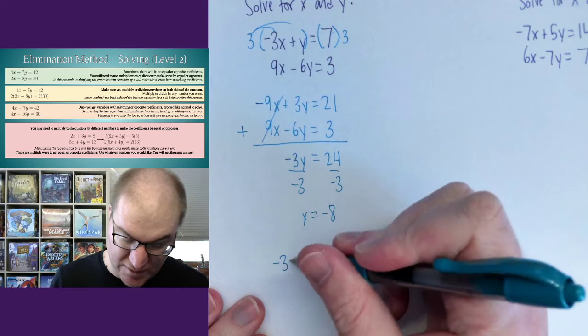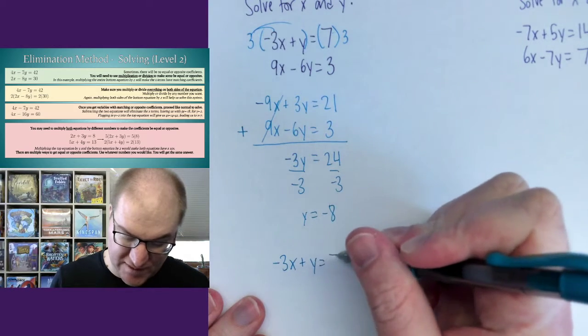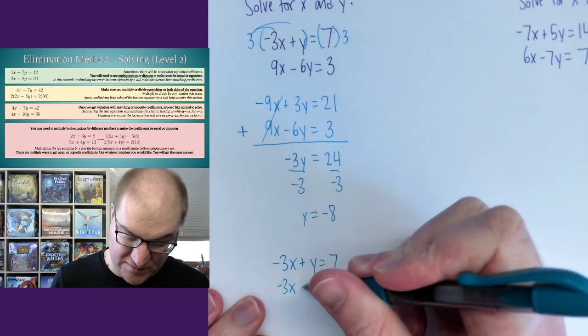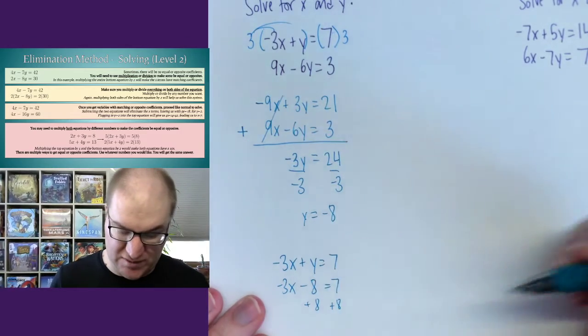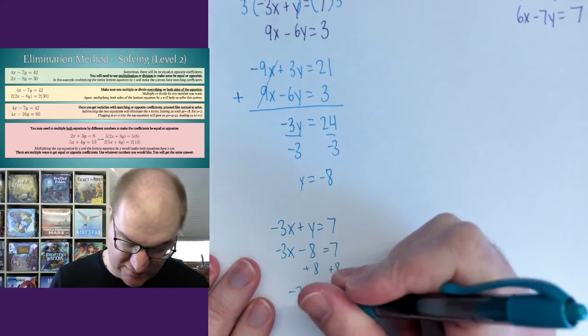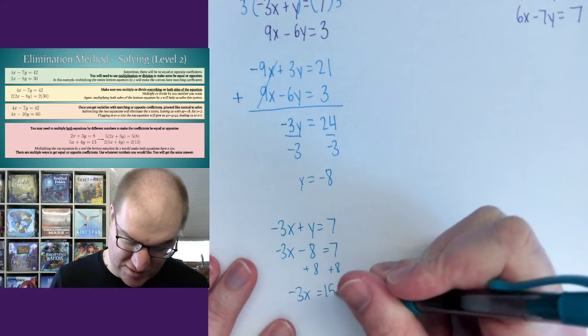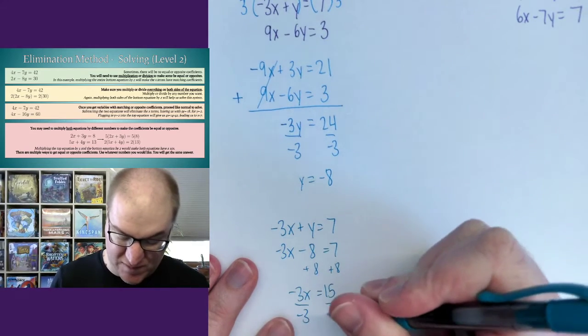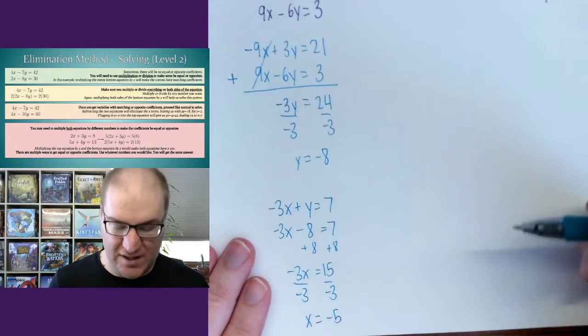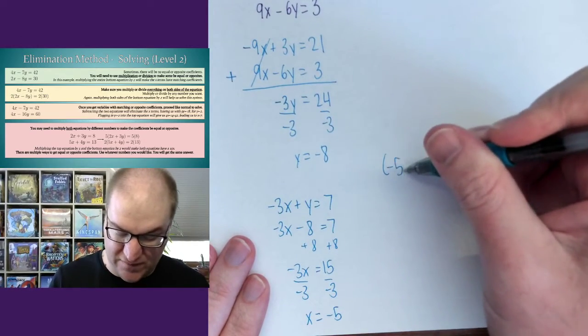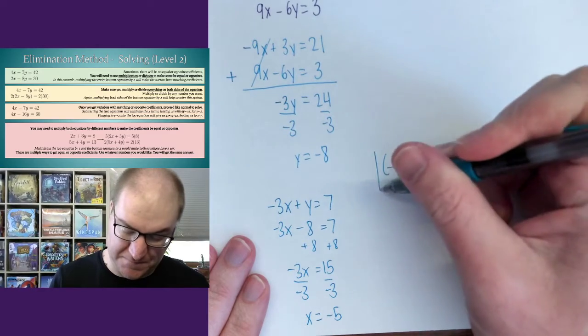So negative 3x plus y equals 7. Negative 3x minus 8 equals 7. Do plus 8 to both sides and you get negative 3x equals 15. Divide both sides by negative 3 and get x equals negative 5. So my final answer is negative 5, negative 8.